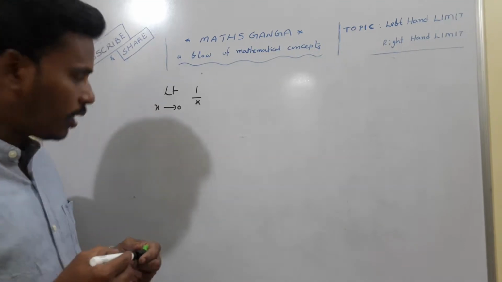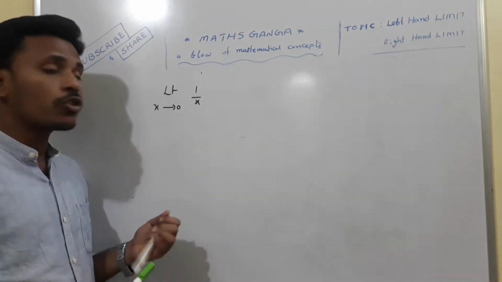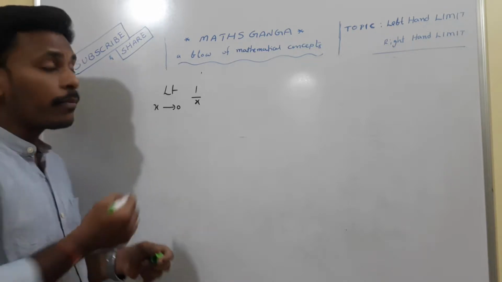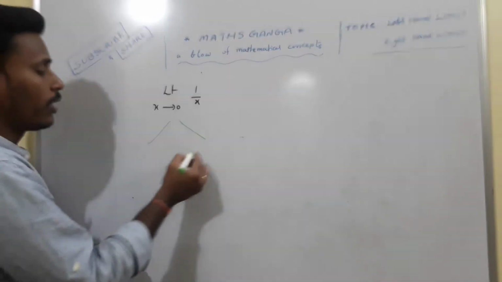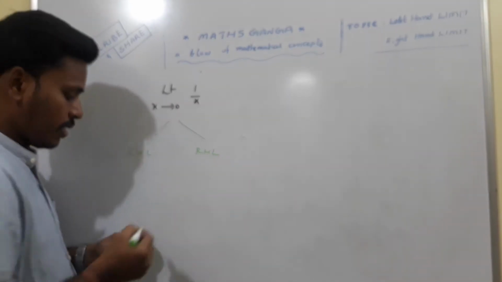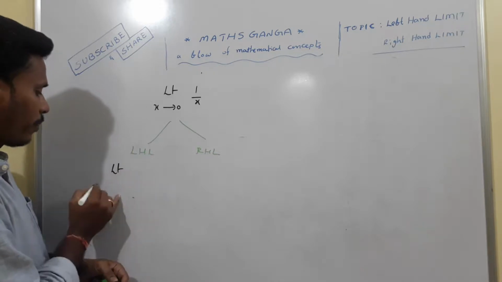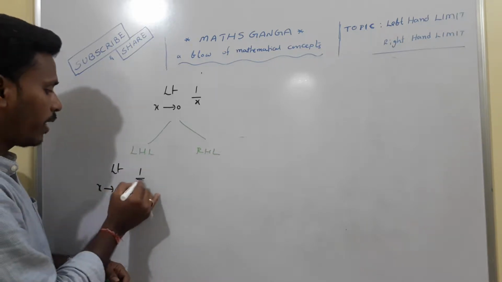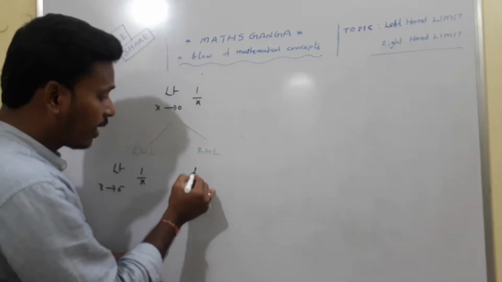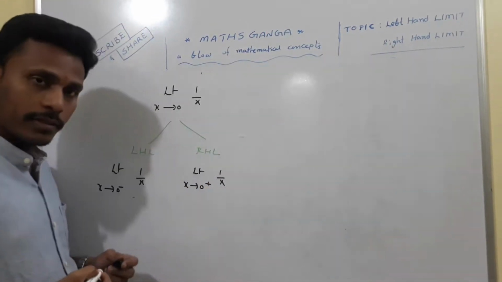What do you say about the 1 by x value as x tends to 0? See, limit x tends to 0, 1 by x. Studying this is nothing but observing both the left hand limit as well as the right hand limit. Left hand limit is limit x tends to 0 minus 1 by x, whereas the right hand limit is x tends to 0 plus 1 by x.